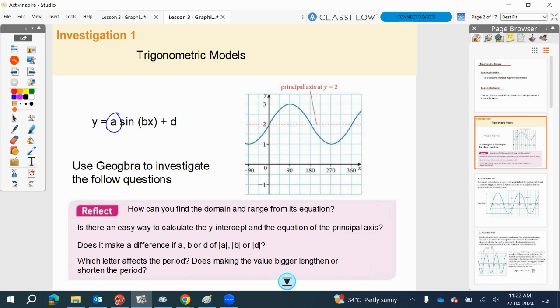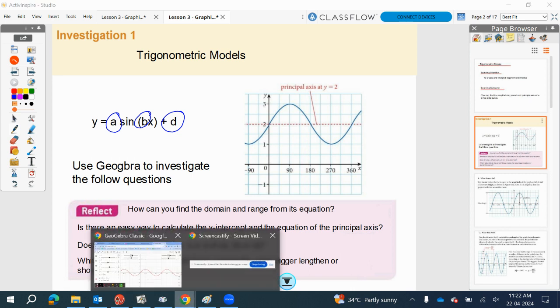What will the coefficient D do? Or the number D here at the end? Will it be a vertical translation in units? D, vertical translation D units. How about B? What will B do? Horizontal compression and stretch. Which one will cause the stretch? When B is between 0 and 1, we're going to get a horizontal stretch.